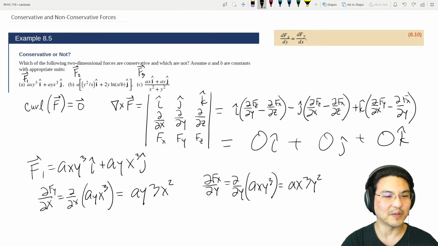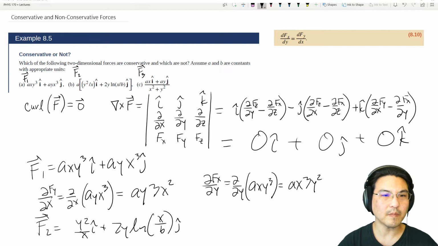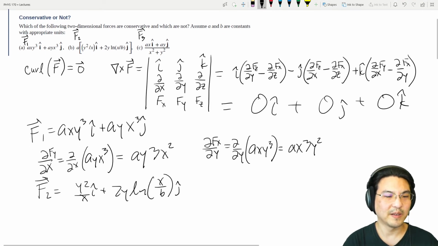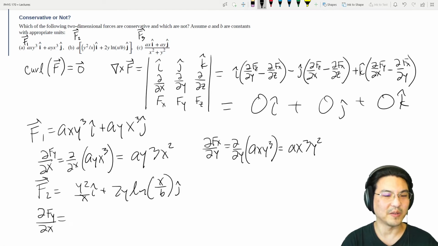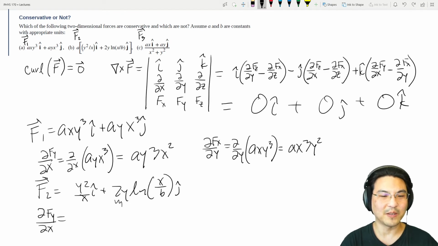Okay, let's try the next one over here: y squared over x i plus 2y log x over b j. Okay, so let's check the partial, this one first. The y component is right here, and we take the derivative of that with respect to x. So in other words, we treat 2 and y as constants, and then just take the derivative of log x over b, so just the derivative of ln x over b.